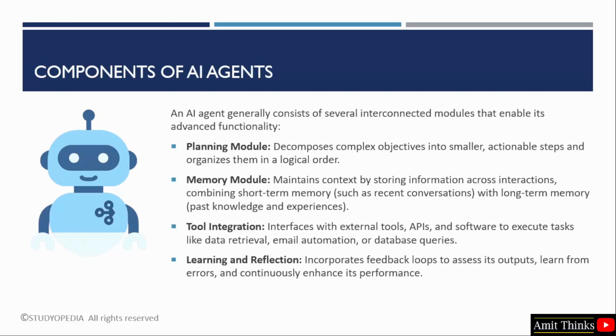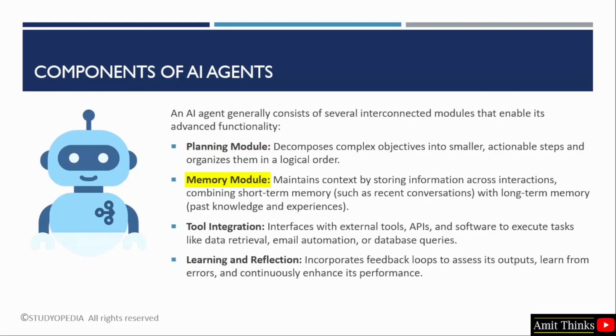Now let us see the components of AI agents. An AI agent is built from multiple interconnected modules, each playing a critical role in enabling intelligent behavior. So these are the four components, beginning with planning module. It breaks down complex goals into manageable tasks, arranging them in a logical sequence to ensure efficient execution.